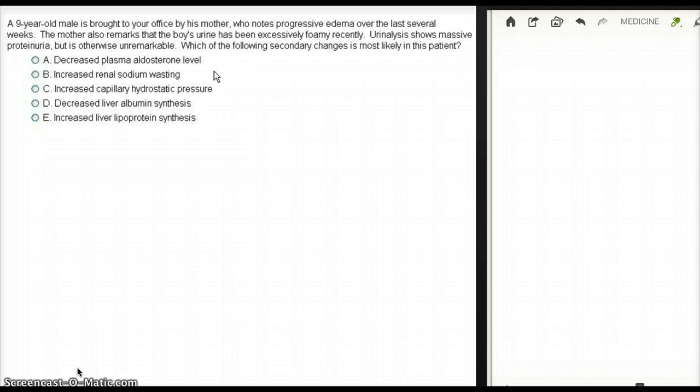So this is an obvious case of minimal change disease. First of all, someone who is 9 years old having foamy urine, meaning they're losing a lot of protein and a lot of fat in their urine. And if they're 9 years old and they have lots of protein, the only option there is minimal change disease. That's the most obvious one that stands out.